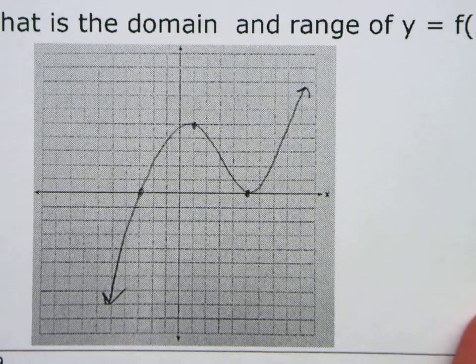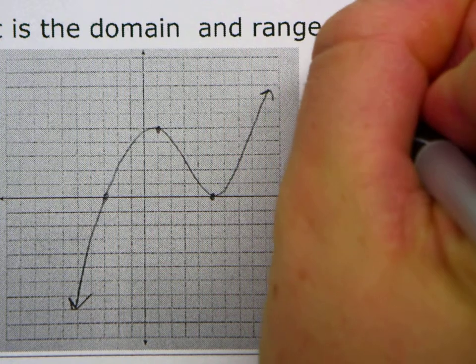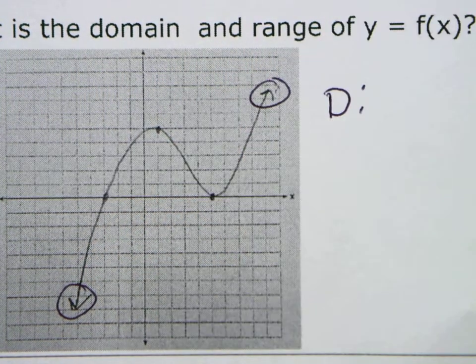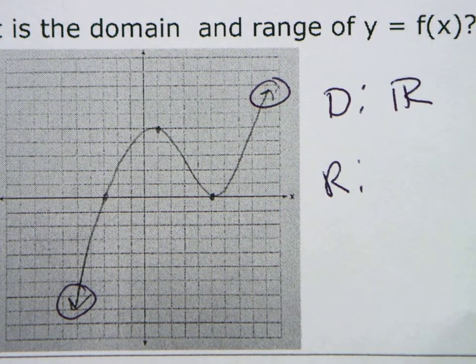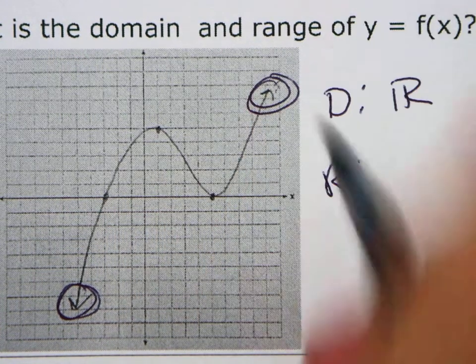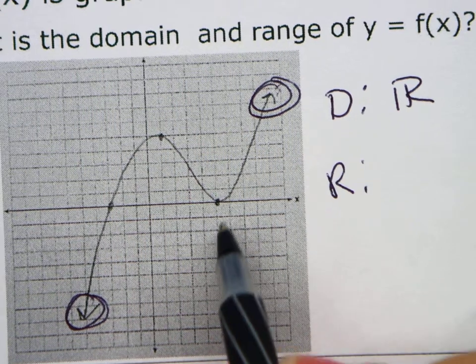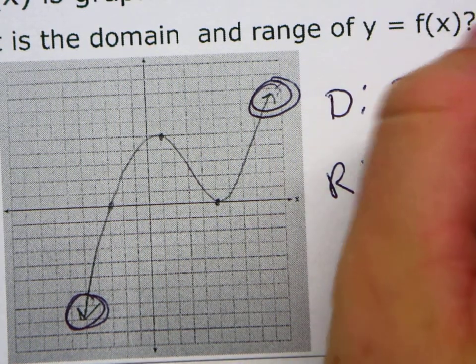Last one. All right, domain. Farthest left, farthest right. All real numbers. Range. Lowest point, highest point. Again, ignore the stuff in the middle. Yes, this is a low point, but it's not the lowest. We're talking lowest, highest. All real numbers.